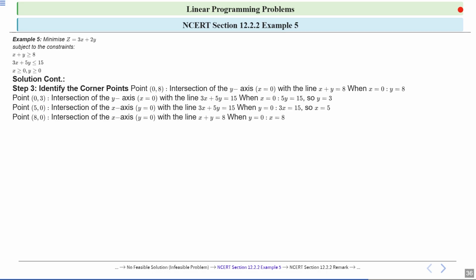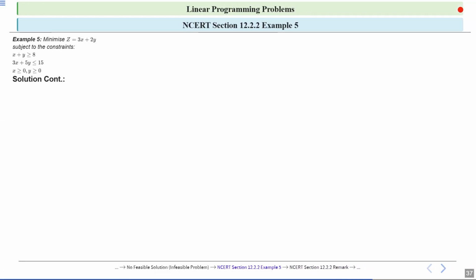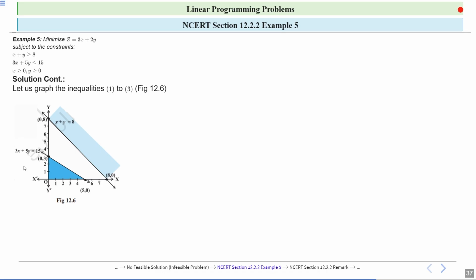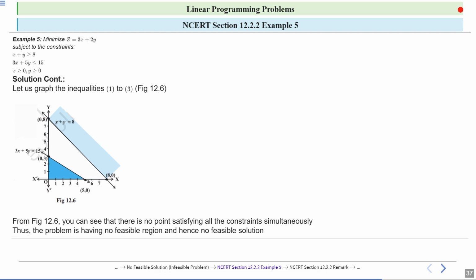Then point (8, 0), intersection of the x-axis, that means y equals 0, with the line x plus y equals 8. When y equals 0, then x equals 8. Then let us graph the inequalities 1 to 3. So that is shown in figure 12.6. Okay, so let's look at this figure 12.6. And here from figure 12.6, you can see that there is no point satisfying all the constraints simultaneously. Thus, the problem has no feasible region and hence no feasible solution.